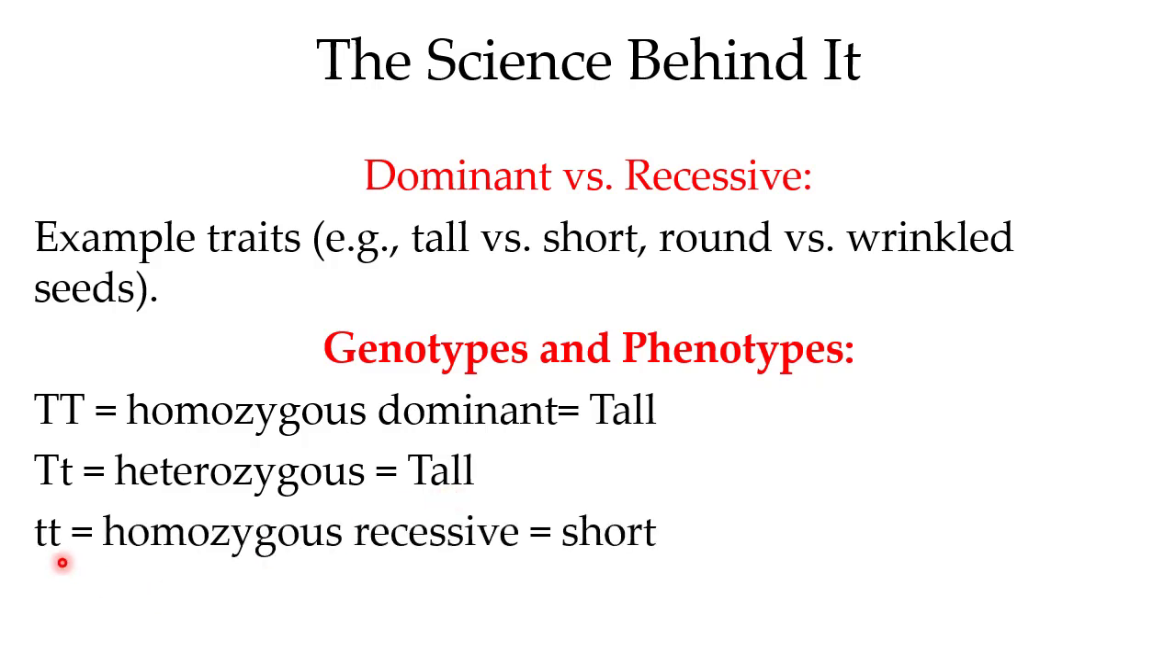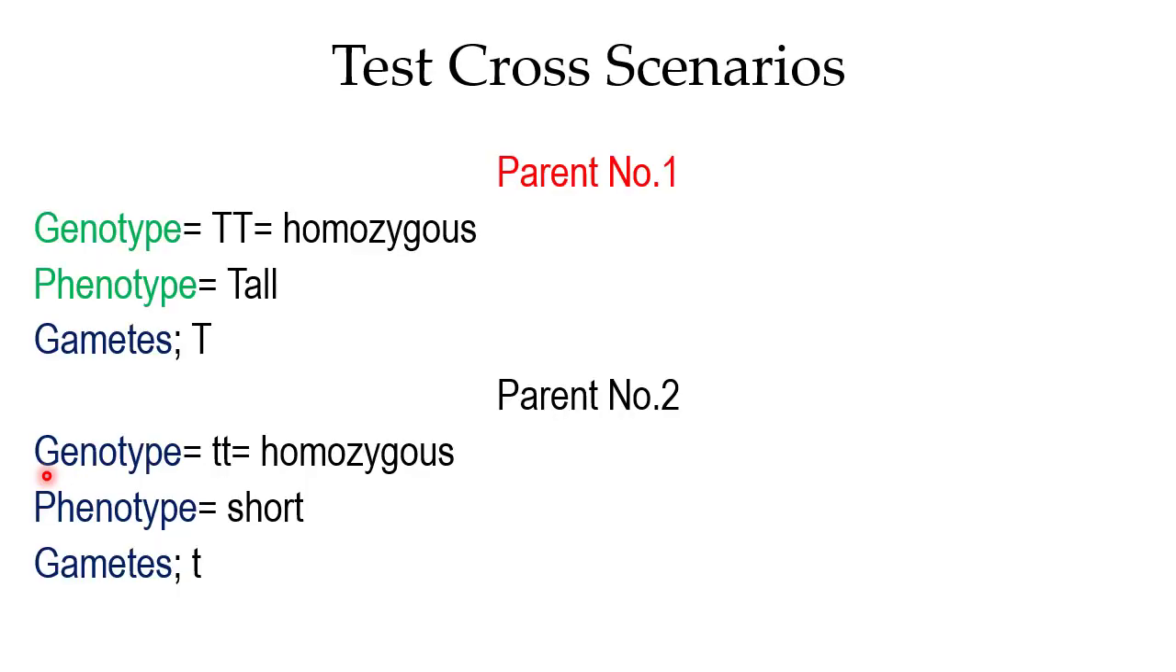If you talk about this one, this is homozygous recessive, and this is the only condition where you are going to get the short one. So here you can see there is a small t allele, but in the presence of the capital T allele it cannot express itself. Therefore we call this the recessive, and we call the tall phenotype the dominant one. Let us have some test scenarios.